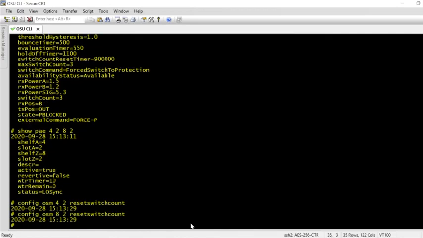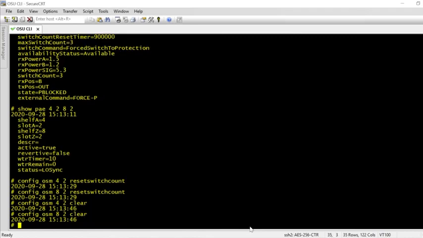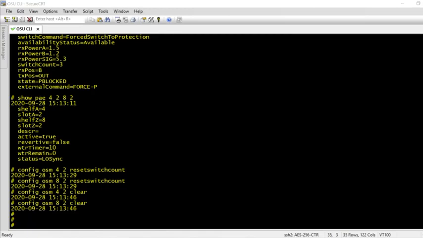Config OSM 42, reset switch count. Config OSM 82, reset switch count. Now, let's clear the switch status. In other words, let's release the force switch condition so that the two OSMs can switch in the case of a future fiber cut. Config OSM 42, clear. Config OSM 82, clear.